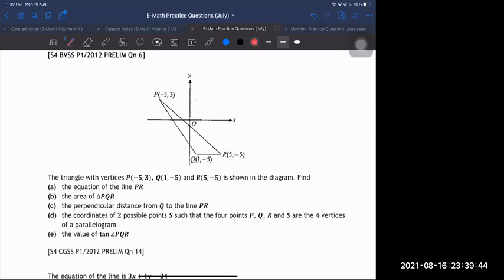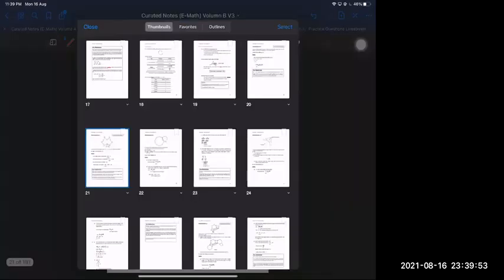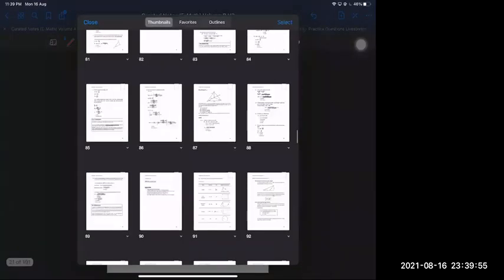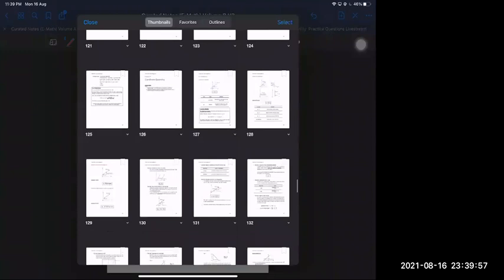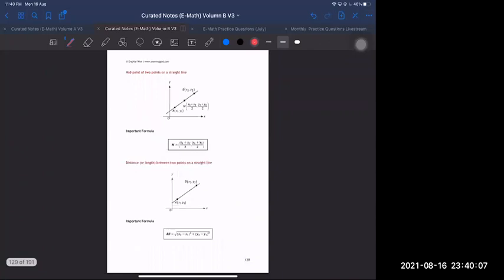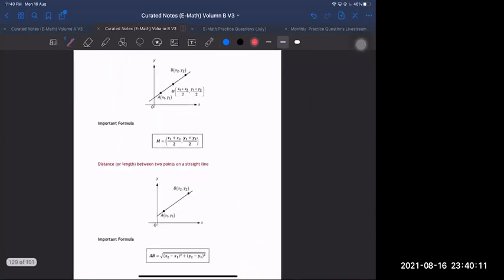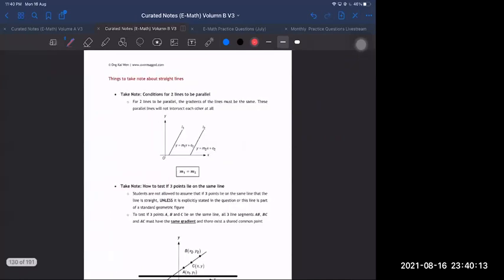If you're still here for coordinate geometry, let me share with you a little bit of my notes and some of the things to take note of. I'll run through my notes super quick. Number one, whenever you're looking for the equation of a straight line, it is always y equals mx plus c. Some important things are the midpoint of a line and the distance of a line. These are some of the things that you need to remember, and some of the conditions.